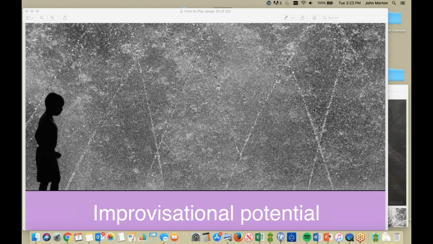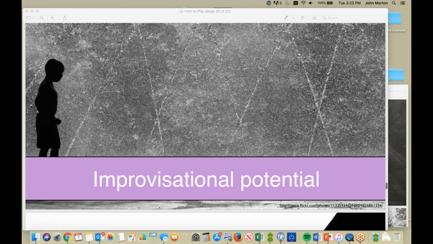Play has an improvisational potential, so we are always able to step out and use our imagination. We can always improvise. We can always make our own space and make our own thing with play activities. Sometimes there's a lot of freedom and a lot of improvisational potential, and sometimes there's just a little bit. But it usually tends to have that. It usually tends to say, hey, you can choose how things go to some extent with play.